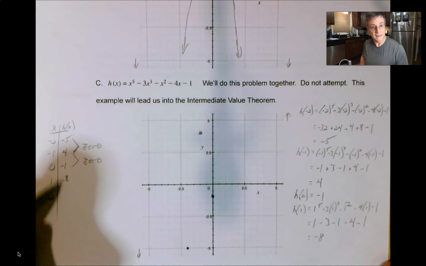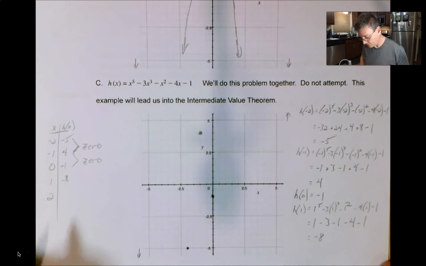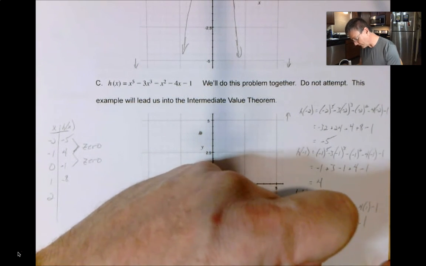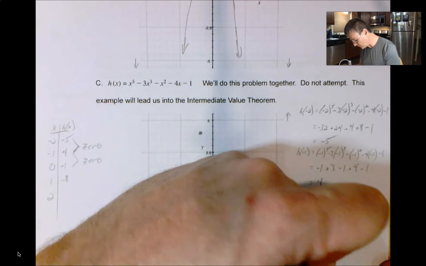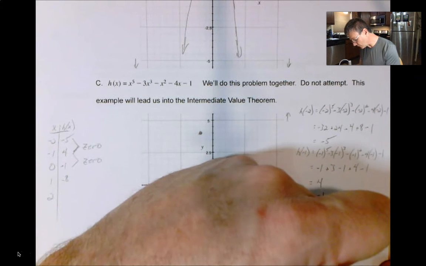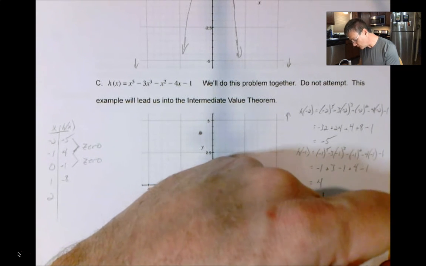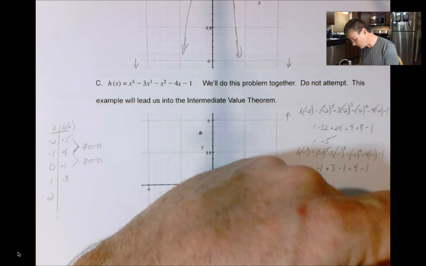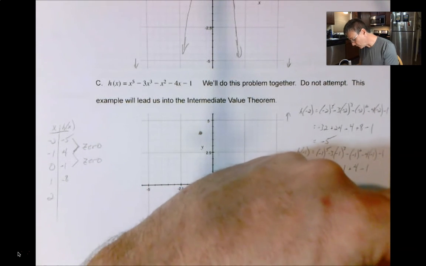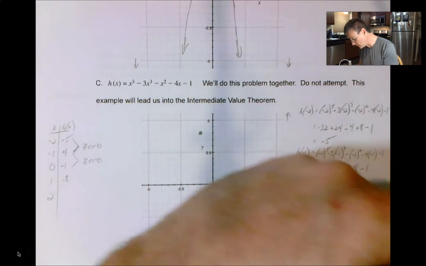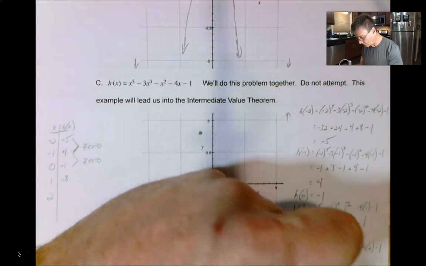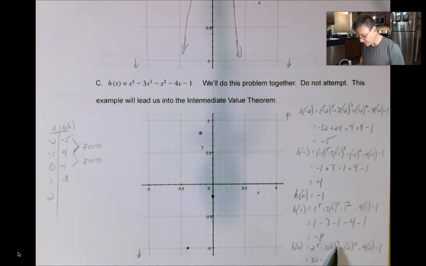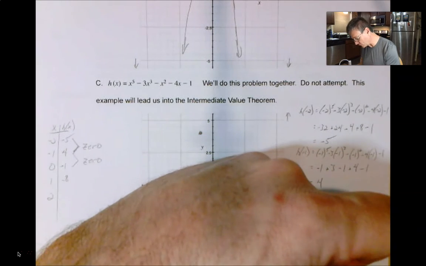I know there's not another 0 there. Okay. Let's try h of 2, see what we get. 2 to the 5th minus 3 times 2 cubed minus 2 squared minus 4 times 2 minus 1. 2 to the 5th is 32, minus 2 cubed is 8 times negative 3 is minus 24.